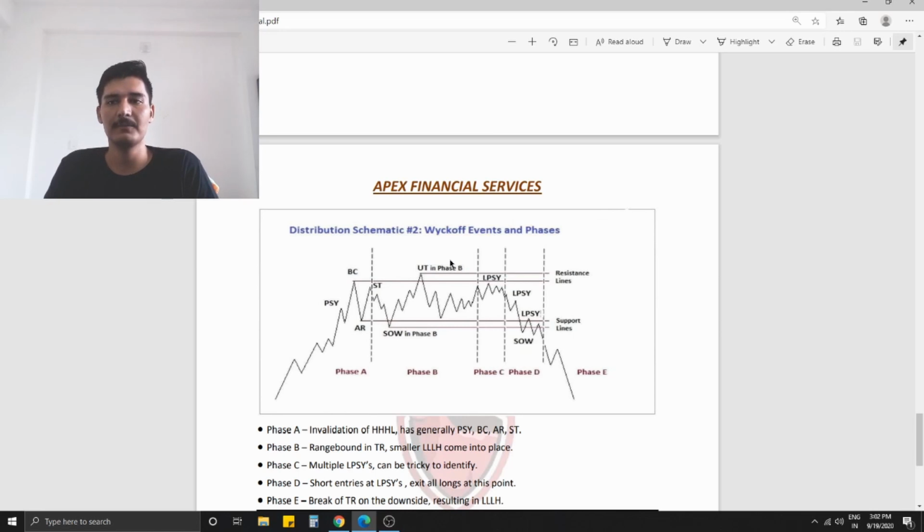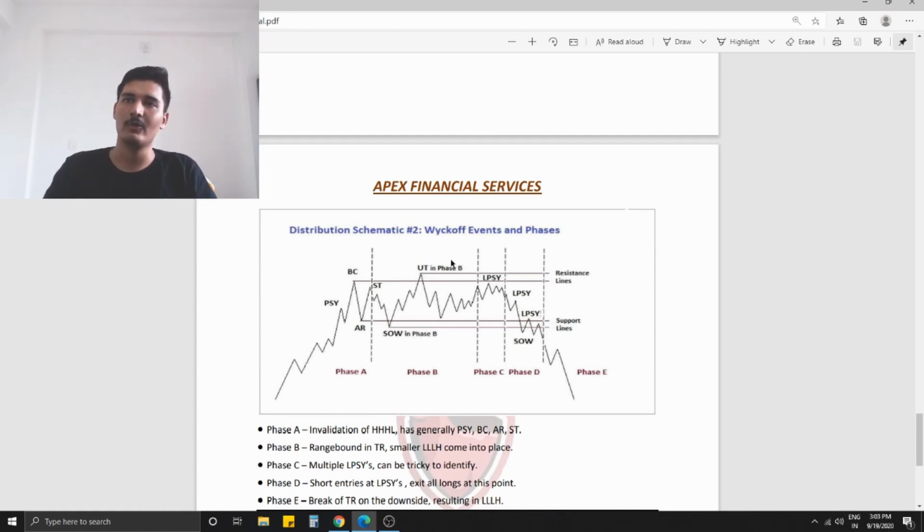Then you have phase D, which is where you can plan your short entries, or you can exit your pre-placed long entries. If you had ridden the entire uptrend to this point, then this is where you would ideally prefer to exit your long positions. Short entries can be planned at every lower high that is being formed, and you can ride it out until it has a complete trend change on the downside. Then we move on to phase E, which is the break of the trading range on the downside, resulting in fresh lower high formations.